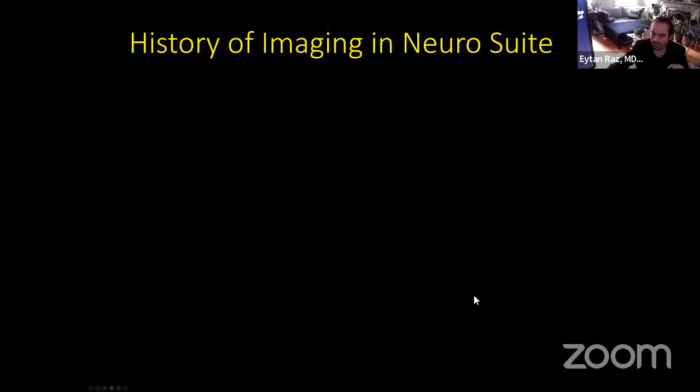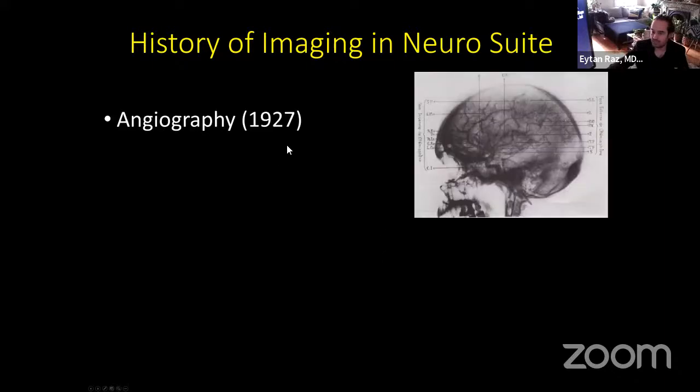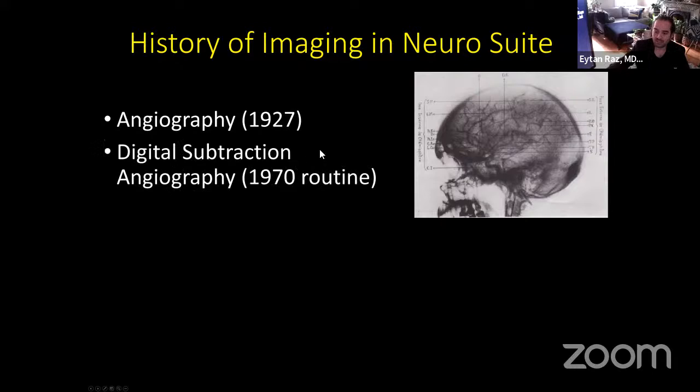Briefly, very quick, when we think about how imaging developed in the angio suite, obviously the first thing was angiography, and we're talking about 1927, when the first angiographic images were produced. The next real big evolution was the production of digital subtraction angiography that became routine use in the 1970s, which allowed a better assessment of the vessels.